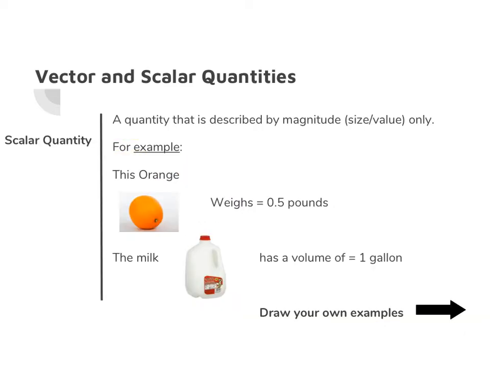Now let's talk about what a scalar quantity is. A scalar quantity is a quantity that is described by the magnitude, which is the size or value of it, only. For example, an orange weighs, say, half a pound. This gallon of milk has a volume of 1 gallon. Those are both scalar quantities. They tell us the size of both of these objects, either by weight or by volume in this instance, but they do not tell us anything else, and we'll get to that something else when we talk about vector quantities.